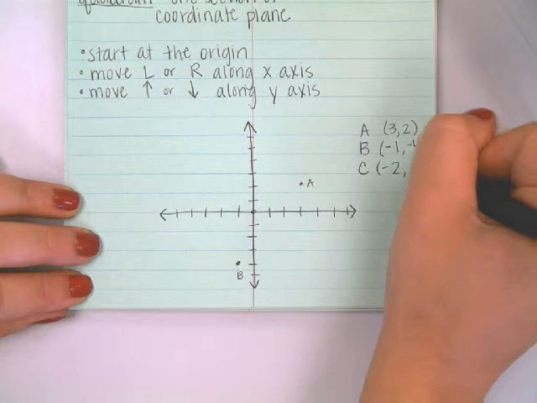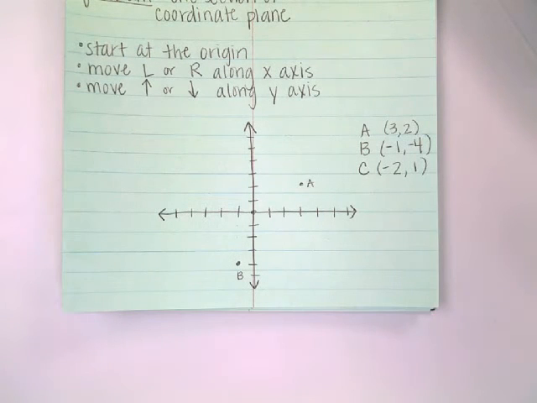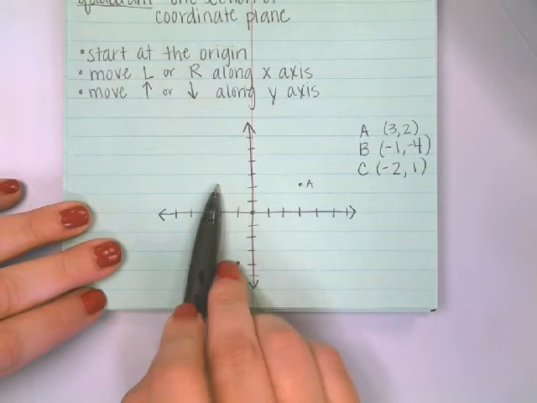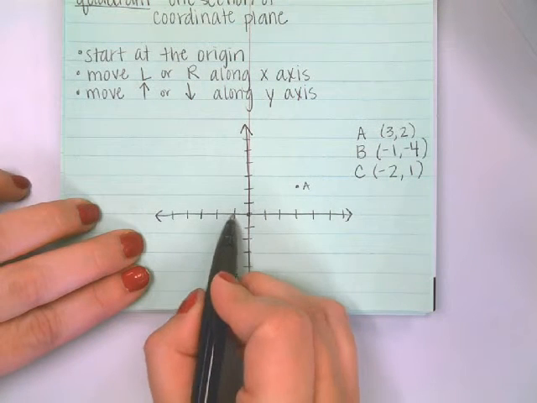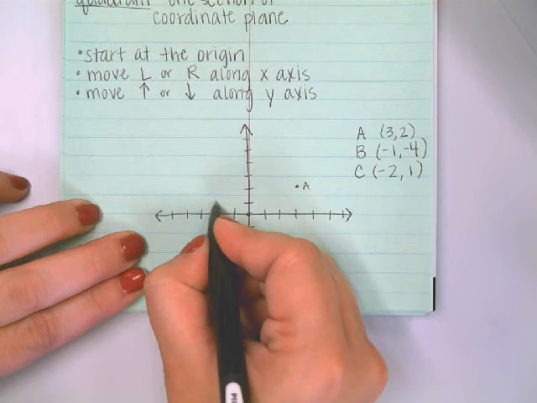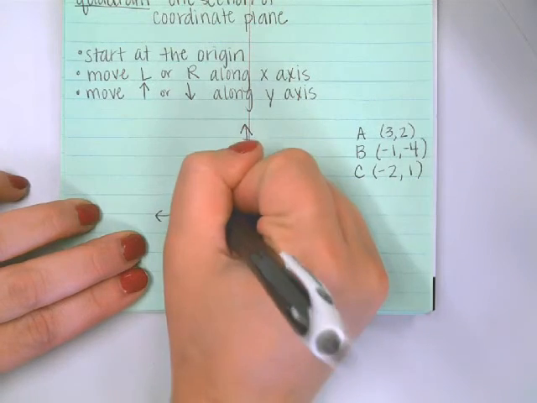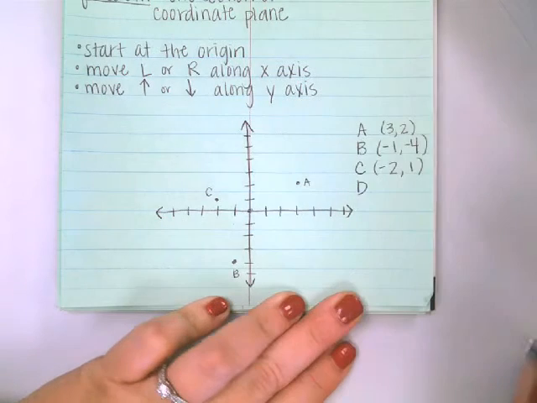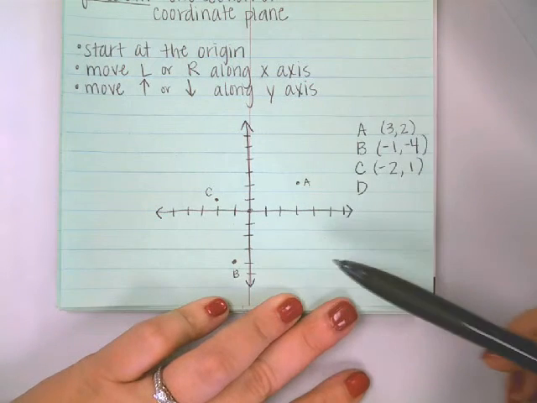Let's do negative 2, positive 1. So if my x-coordinate is negative, but my y-coordinate is positive, which quadrant will I be in? Aubrey? Well, this is quadrant 1. This one? Yeah. Quadrant 2. So I'll be in quadrant 2. I'll go left 2 and up 1. Here's C.